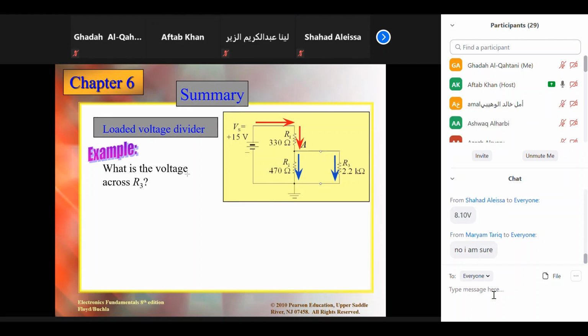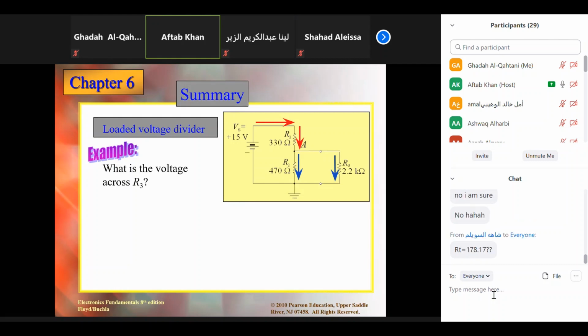10.10 volts. Oh, you are sure? Okay, because the meaning of a question mark, what I know, is that we are asking. It is not clear. Or maybe the question mark is a unit. Everyone uses a question mark. Okay, so Shahad is getting 8.10.